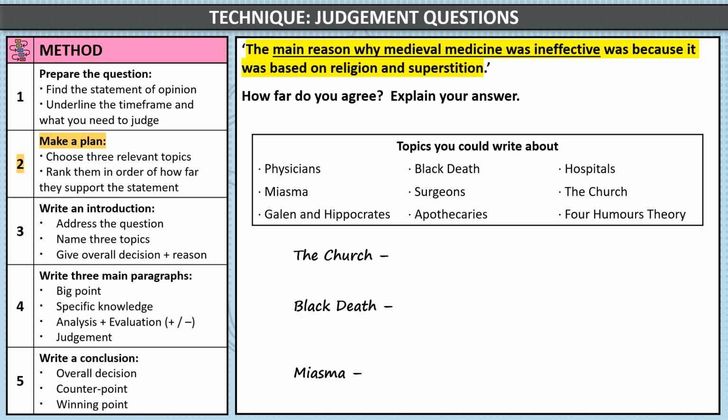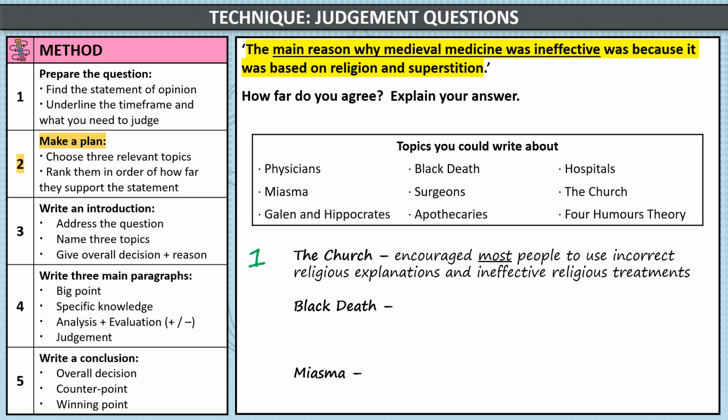Here are 3 topics I've chosen to include in my answer. Each of them will make a nice paragraph. Before I write, I'm going to rank these topics in order of how strongly they support the statement of opinion in the question. In other words, which of these topics most supports the statement? I think the church is going to be the topic which most supports the question, because the church was so powerful and it encouraged almost everybody to use ineffective religious treatments. So you can see I've ranked the church number 1.